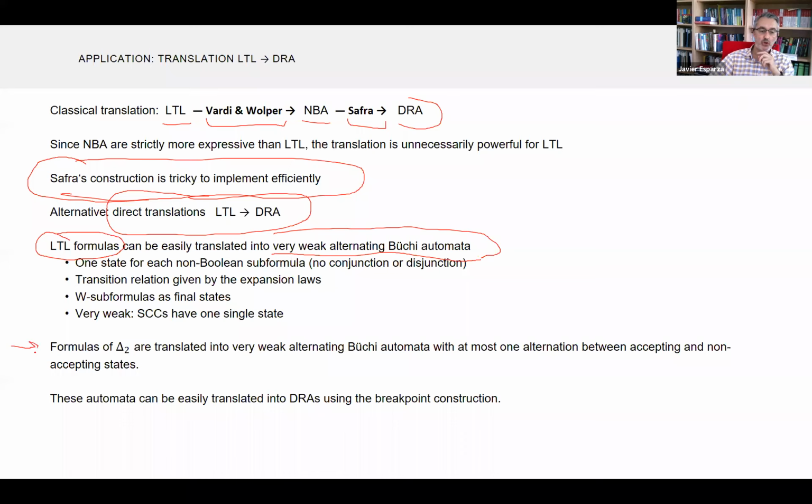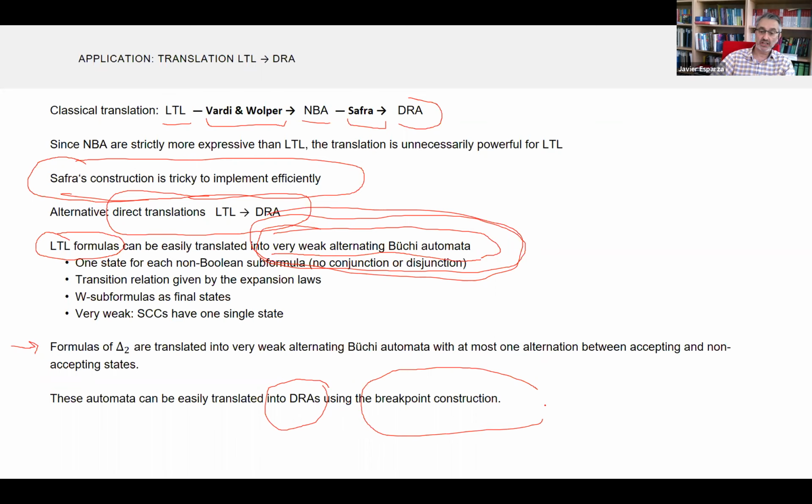The idea is that if you now normalize first, you go from a formula in LTL to a formula in delta 2. And if you apply the construction to formulas in delta 2, what you obtain is very weak alternating automata satisfying an additional condition. It is the condition you would expect: in every path in the automaton, there is at most one alternation between accepting and non-accepting states. So it's never the case that along a path you start seeing non-accepting, then accepting, then non-accepting states. That property allows you to transform the very weak alternating Büchi automaton into a DRA using a much simpler construction, which is very well known in the automata world, the breakpoint construction. I'm not going to say anything about it, but you only have to use this instead of the much more complicated Safra construction.